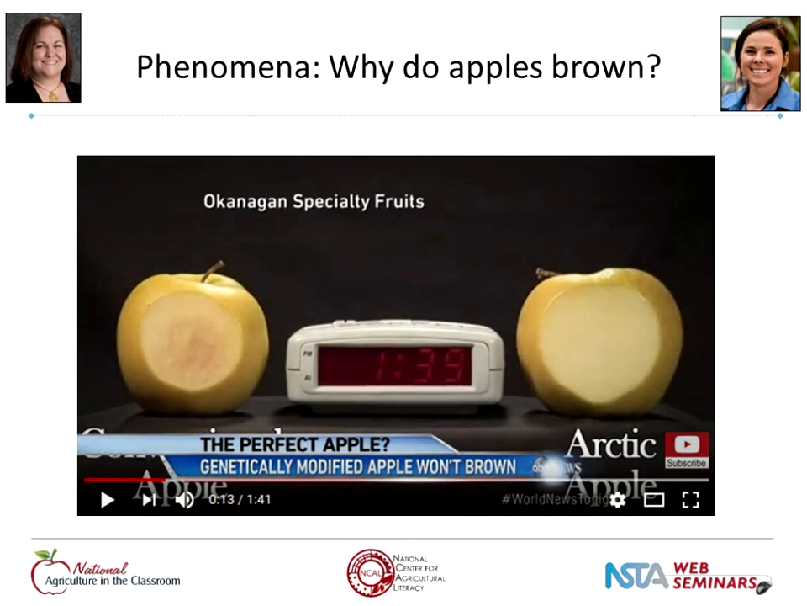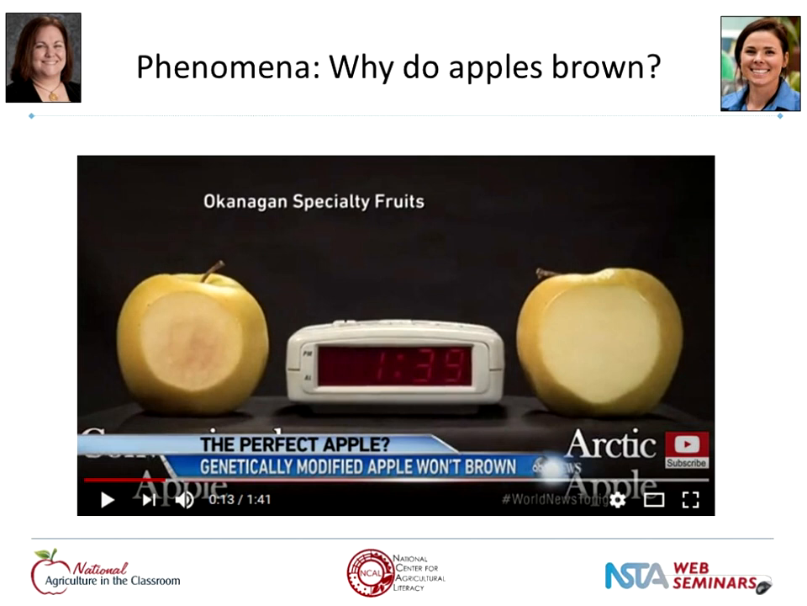I think on this one, we probably should just go ahead and leave the link and folks can watch it later. It's just the announcement of the brand new genetically modified apple that doesn't brown, because it just ties into what you're going to talk about in terms of different techniques.